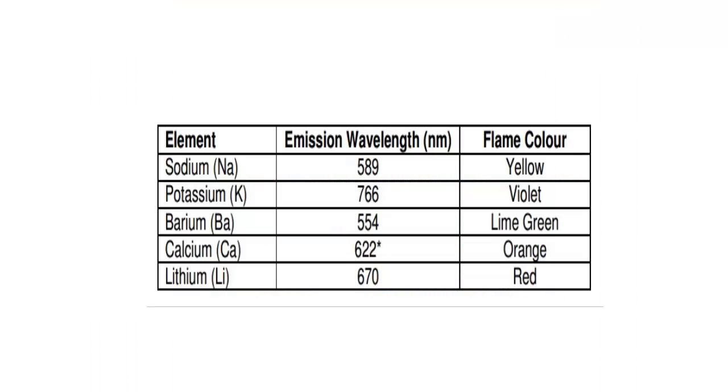In this table, you can see the color of the elements in the flame, as well as the wavelength of light emitted in nanometers. As you can see, sodium burns yellow and its wavelength is 589 nanometers, and potassium burns violet and its wavelength is 766 nanometers. Also, you see from the other elements, lithium burns red, calcium orange, and barium lime green.